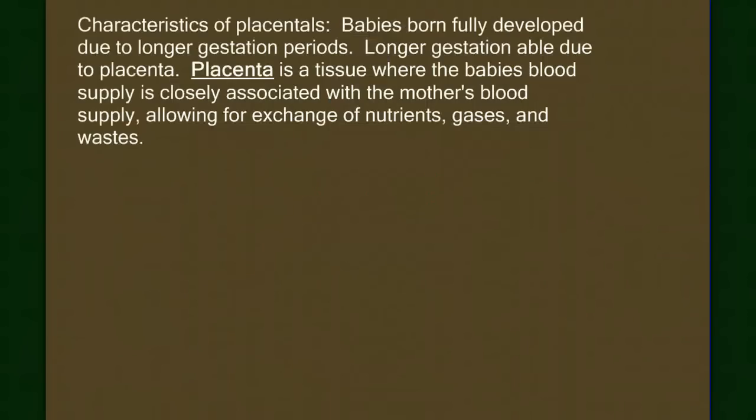Now, in the placentals, the babies are born fully developed. They have all their parts. They're ready to go. Now, they may not be able to care for themselves yet, but they are fully formed. Now, the key to that is the structure of the placenta. So we need to talk about what the placenta is and what it's doing that the other mammals don't have.